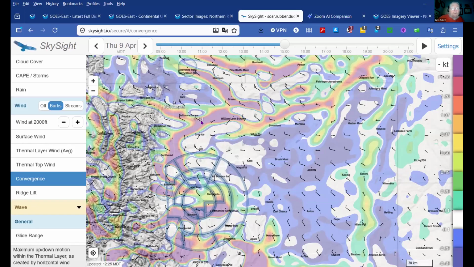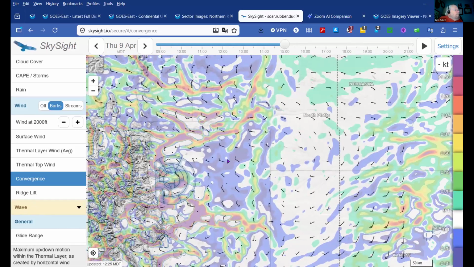Want to go fast cross country? Find your convergence lines. Forget thermaling and then diving at 120 knots. Find the convergence lines or the energy lines. Okay. Now let's zoom back out.